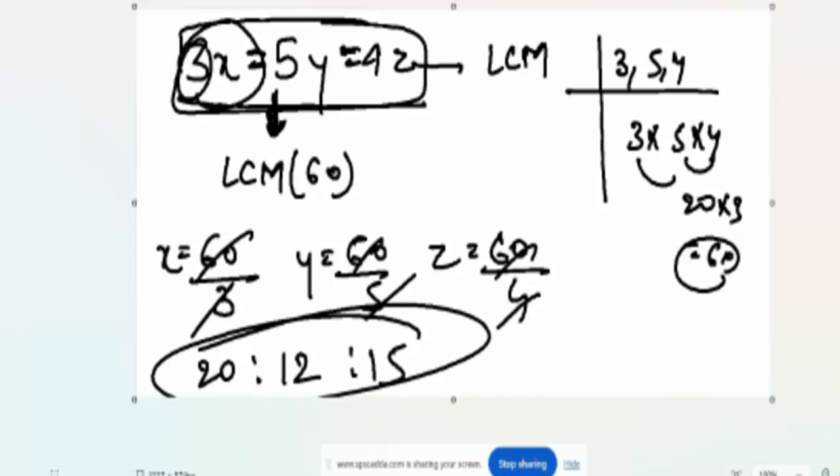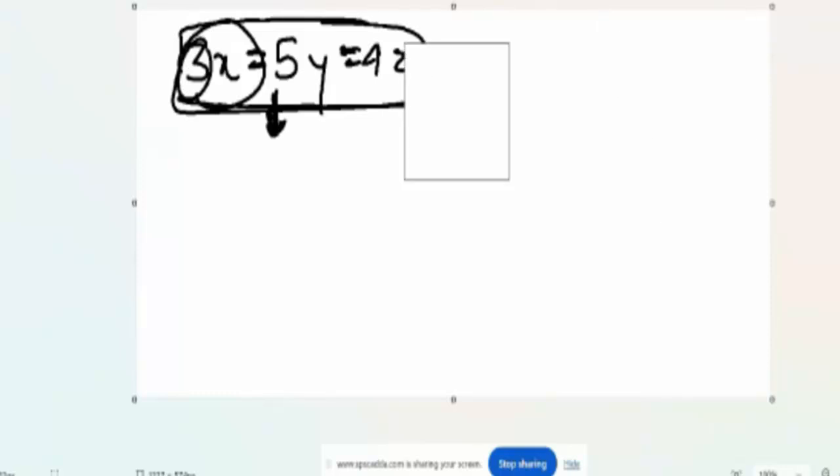This one is good or the lengthy method you have done is good? Which one is good according to you? Is it easy or that one is easy? Your method is easier. So always use the LCM method for such type of question.